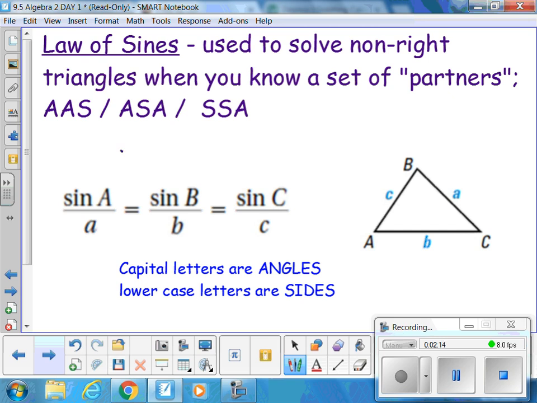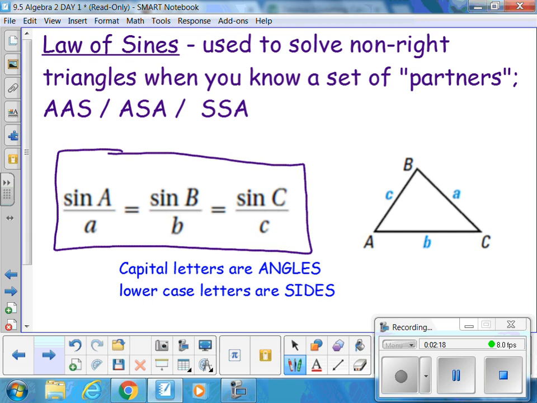This is the formula of the day. I already put it on the board. Now, sine large A over small a. Large A stands for an angle, small a stands for a side. Same with B and b, and C and c. This looks like a huge proportion, but you'll only ever use two at one time. So these will be proportions we will be solving with cross multiplication. I'll pause the video to give you enough time to write this down, okay?